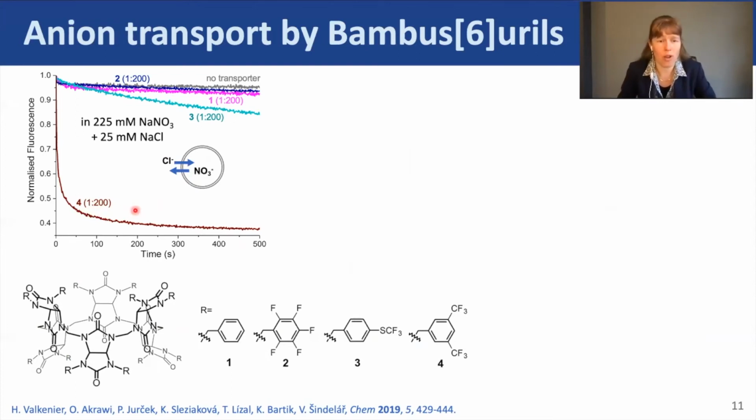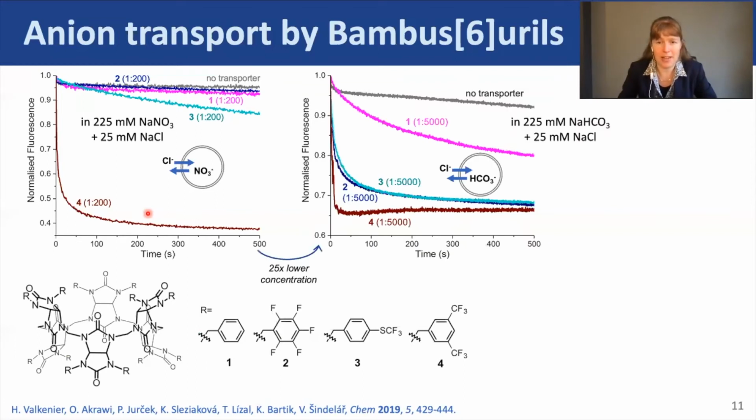Only compound 4 showed transport, but here we had to go to relatively high concentrations of 1 transporter per 200 lipid molecules. However, when we changed the conditions a bit and replaced the nitrate by bicarbonate, we found much better rates of transport. Here, the transport by compound 4 is very fast, and that while the concentration is 25-fold lower than in nitrate. So here we now have very efficient chloride-bicarbonate exchange by these bambus urils.